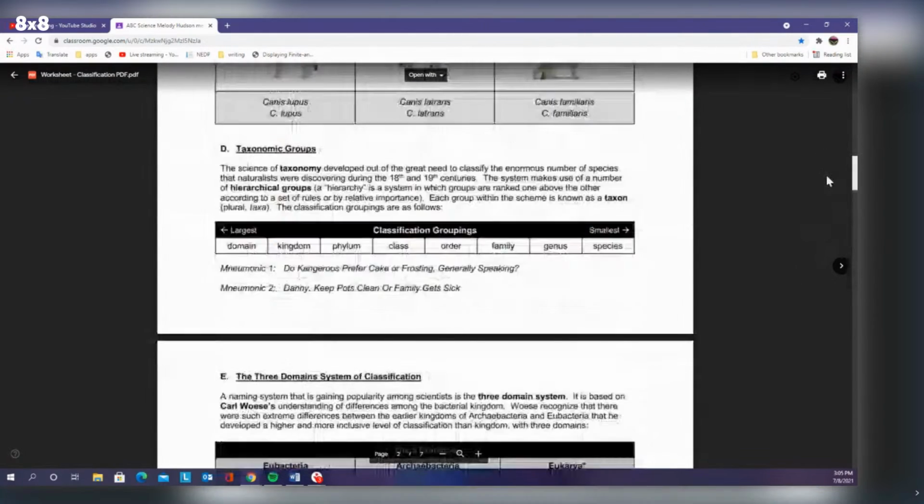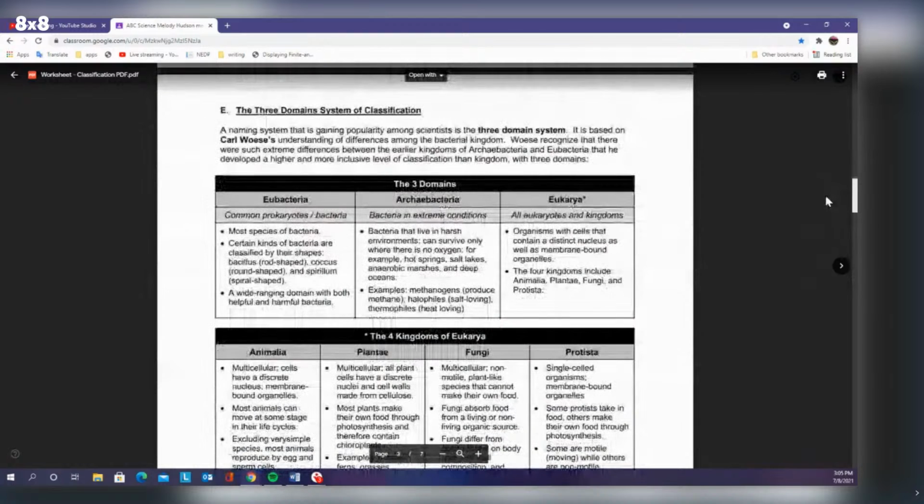Well, I'm going to stop right here and we'll resume next week when we talk about how the system of classification is broken down again in a different way. So that's all we have for today.